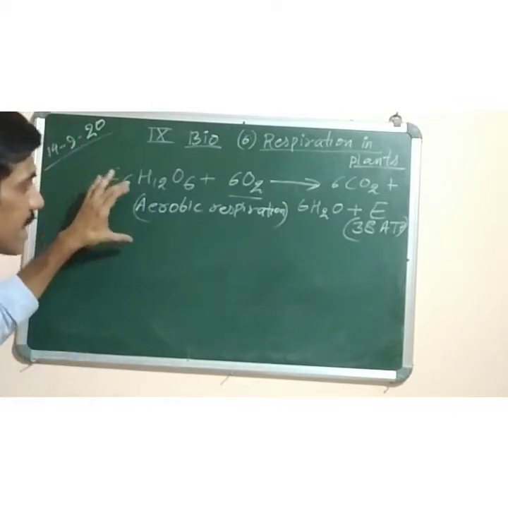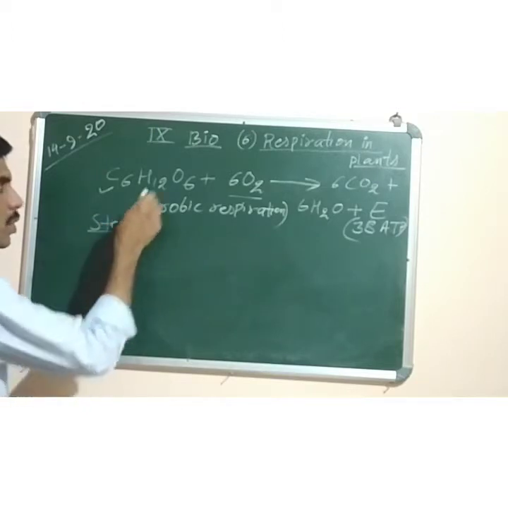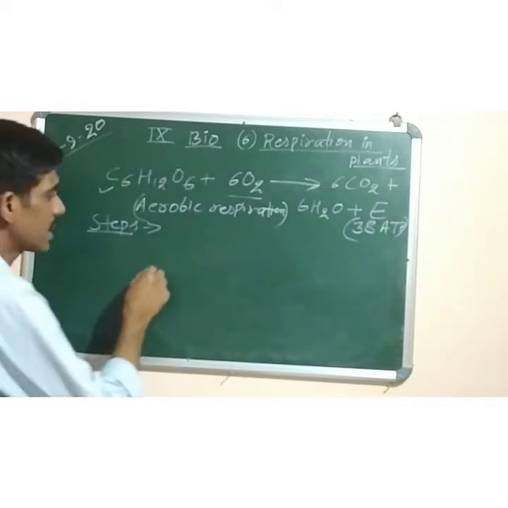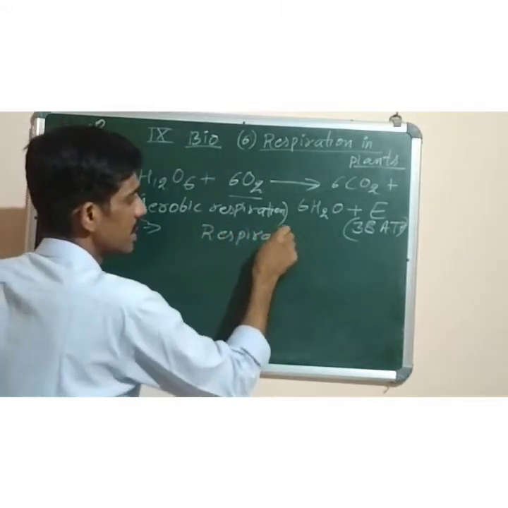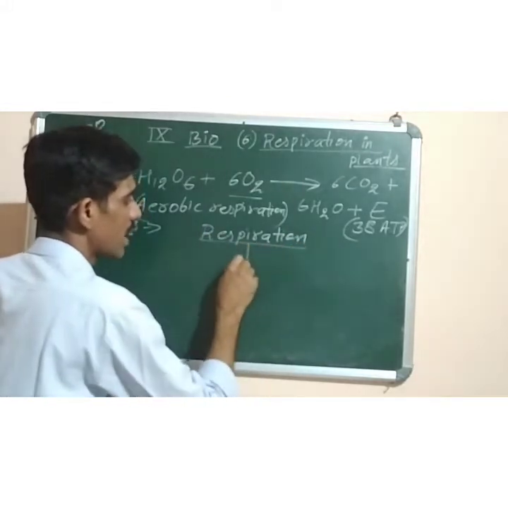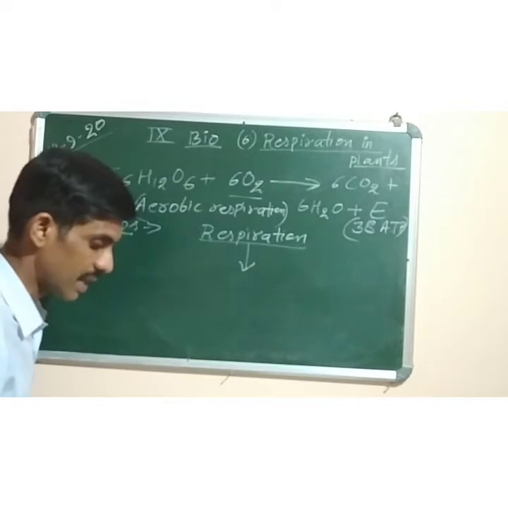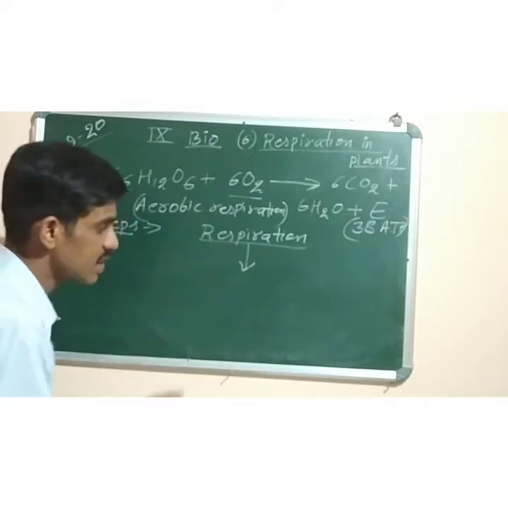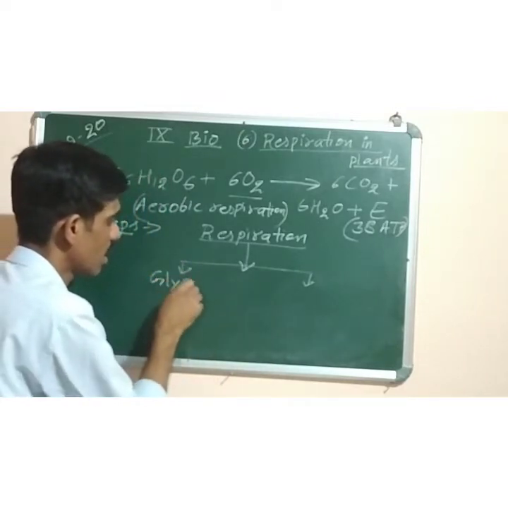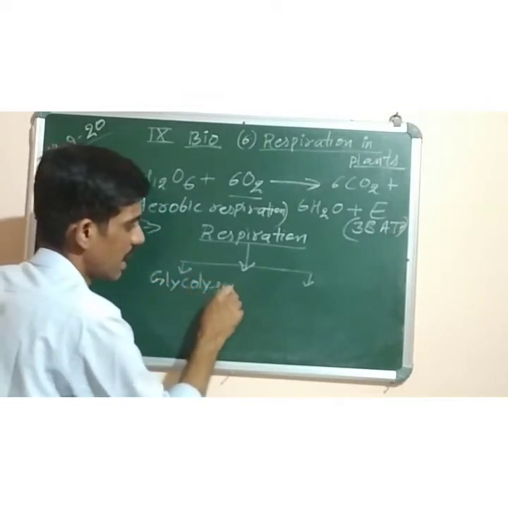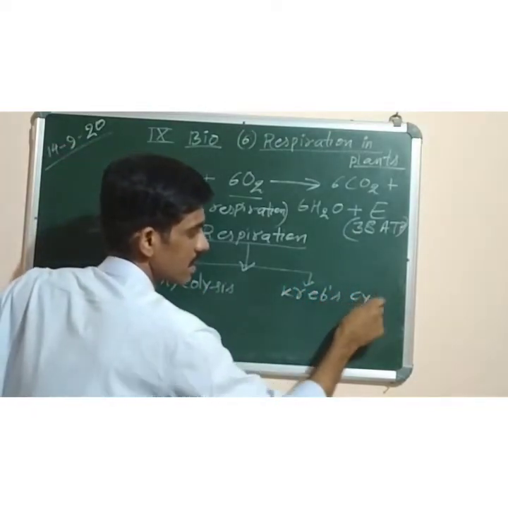Now what are the different steps of respiration? How is it completed? I will write: respiration is completed in two parts. What are they? First one is glycolysis, second one is Krebs cycle, K-R-E-B-S. Where does glycolysis occur? Where does the Krebs cycle occur?